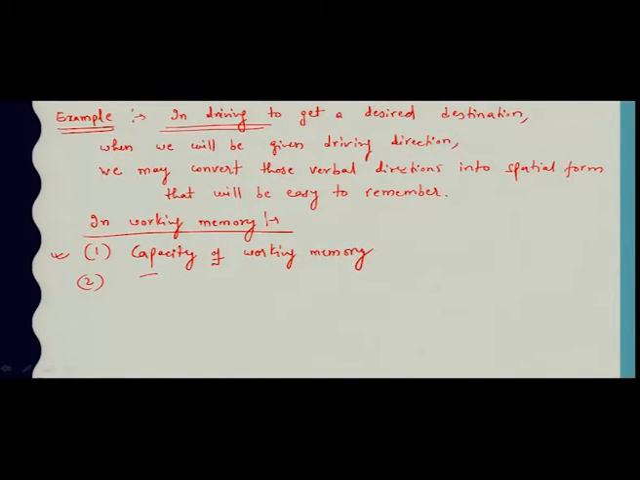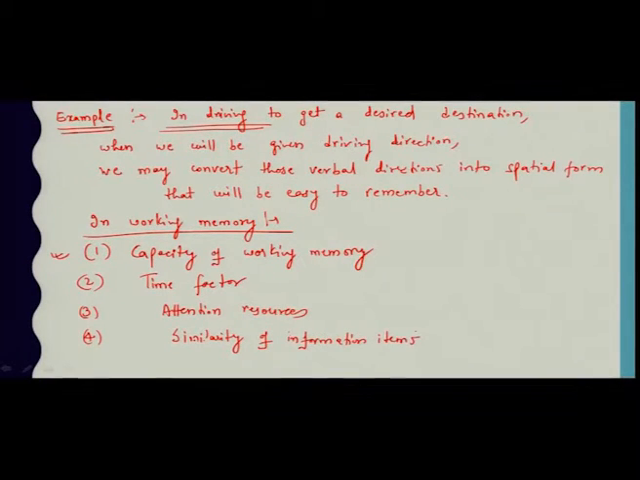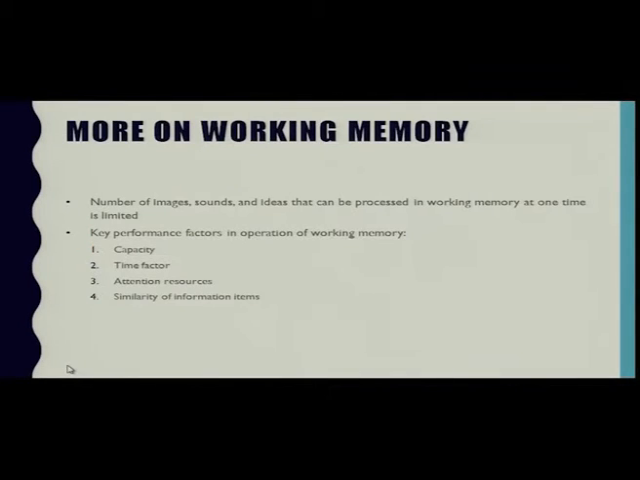The second factor is the time factor, the third is attention resources, and the fourth is similarity of information items. One by one we will take these things and try to develop a better understanding of working memory. These factors we have just discussed, and the number of images, sounds and ideas that can be processed in working memory at one time is very limited.